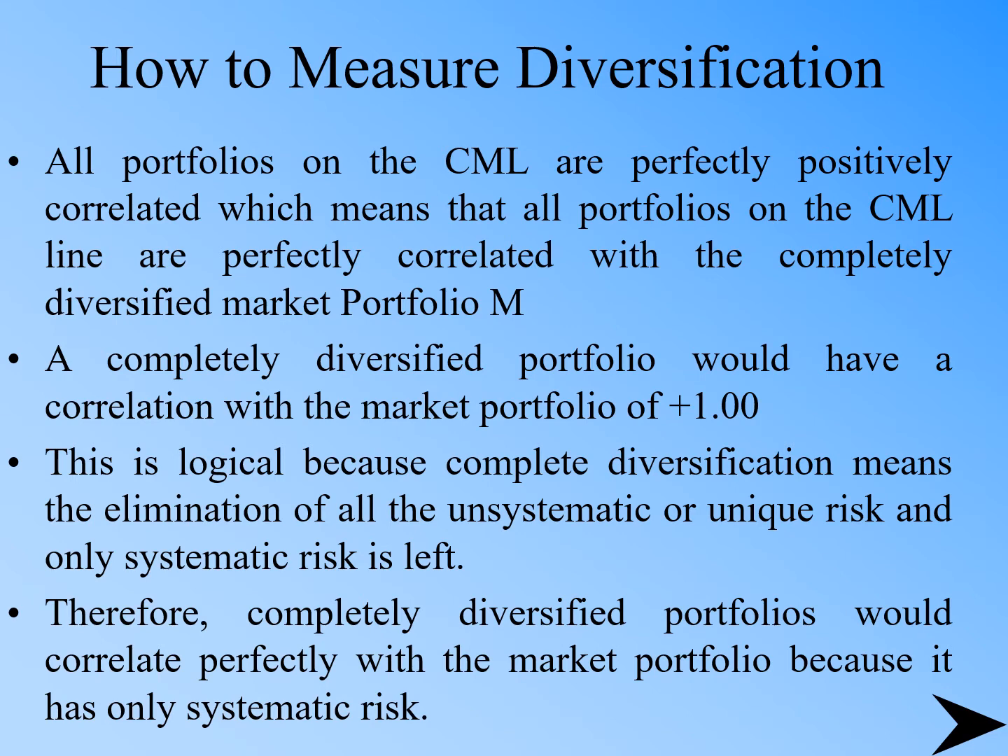So if you are constructing a portfolio, that portfolio must have a positive 1 correlation with the market portfolio. In that sense, we call that portfolio a completely diversified portfolio, because in a completely diversified portfolio, we eliminate all the unsystematic risk. The only risk that is left is the systematic risk. So this is logical because complete diversification means the elimination of all unsystematic or unique risk, and only systematic risk is left. Therefore, completely diversified portfolios would correlate perfectly with the market portfolio because it has only systematic risk.